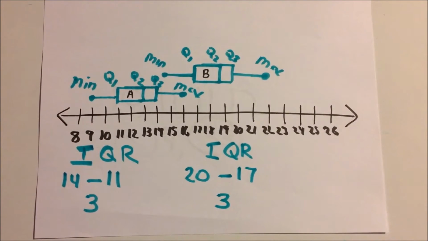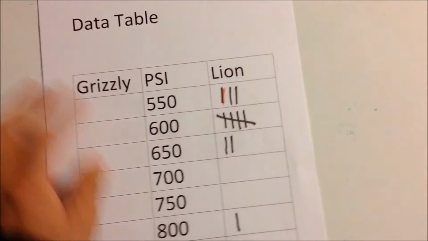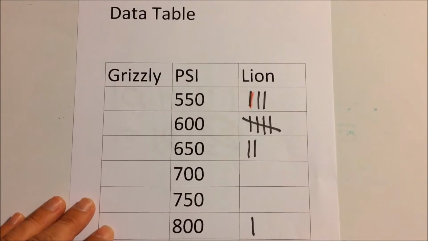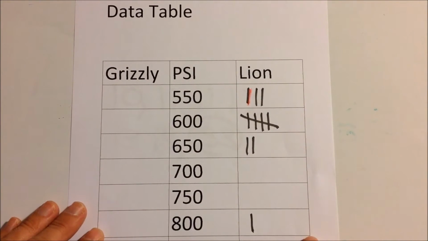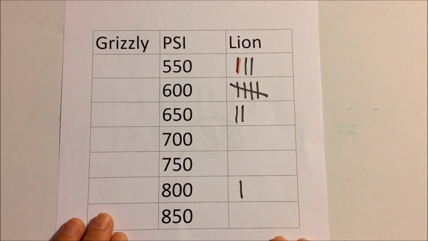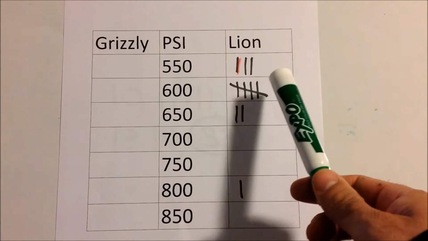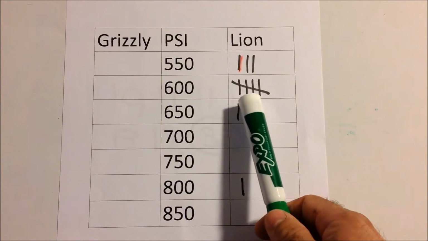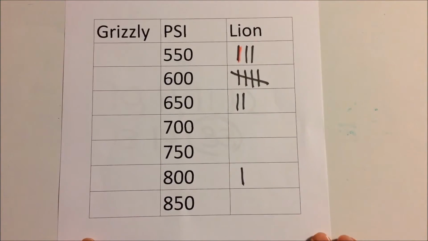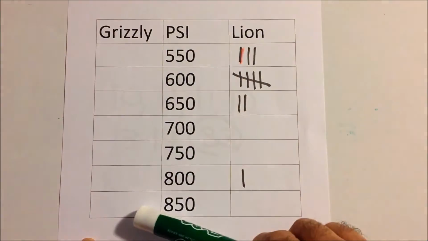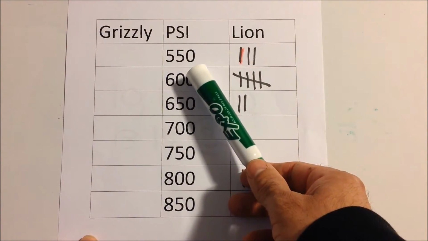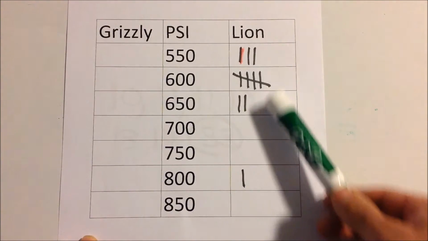Now let's look at data tables. A data table will look something like this. So here we are comparing the pounds per square inch, the PSI, of the bite force of a grizzly and a lion. So that's what we're doing here. Okay, so now you can use X's or just check marks. And remember, when you do 4 check marks or tally marks and a line across, that's 5. So if you notice something right here, you're seeing nothing for the grizzly. You're seeing 3 lions have a bite force of 550 pounds, 5 have a bite force of 600, and so forth.